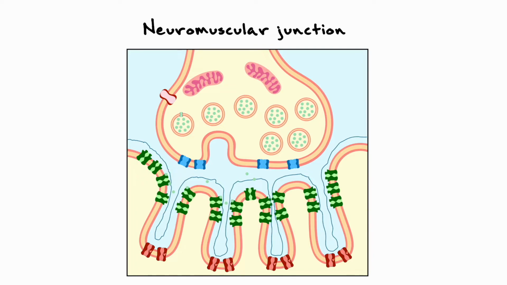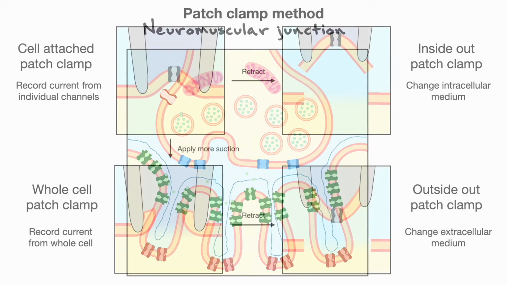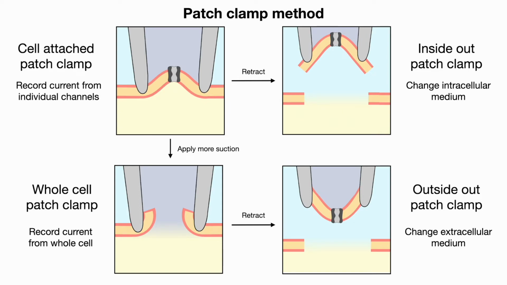To determine which ions go through these postsynaptic receptors, we can perform a patch clamp experiment on them. Remember that the patch clamp experiment has 4 different configurations that all have their respective benefits. For our inquiries, the outside-out patch clamp configuration is the better suited configuration because it allows us to change the extracellular medium, and that's very helpful when dealing with ligand-gated channels.